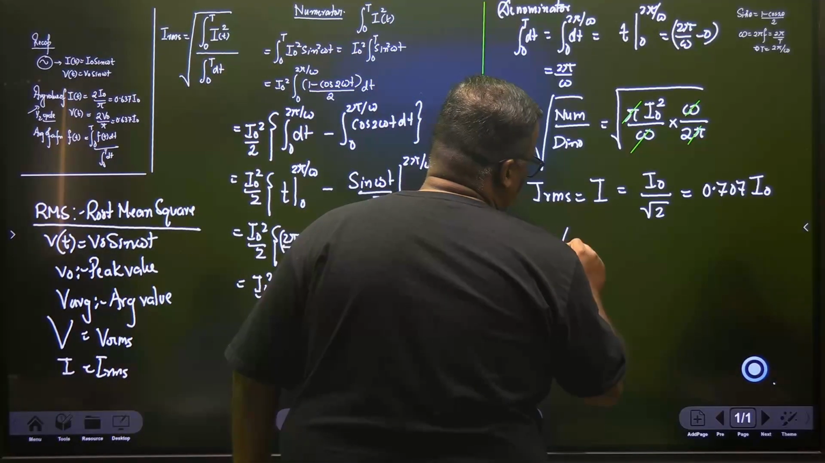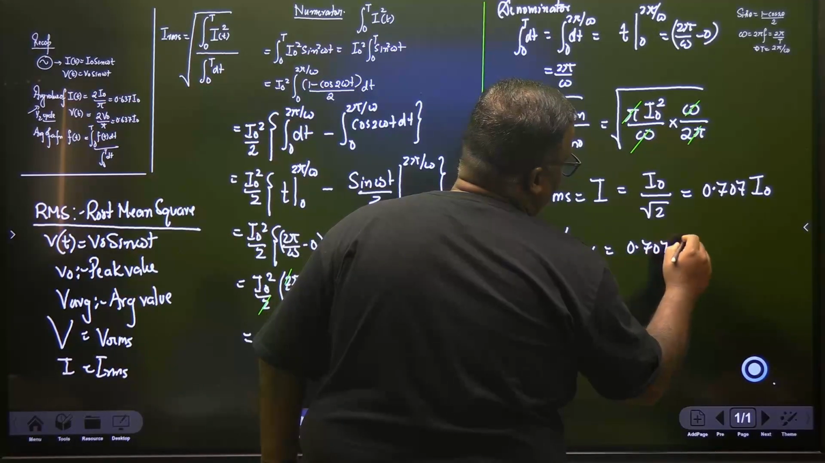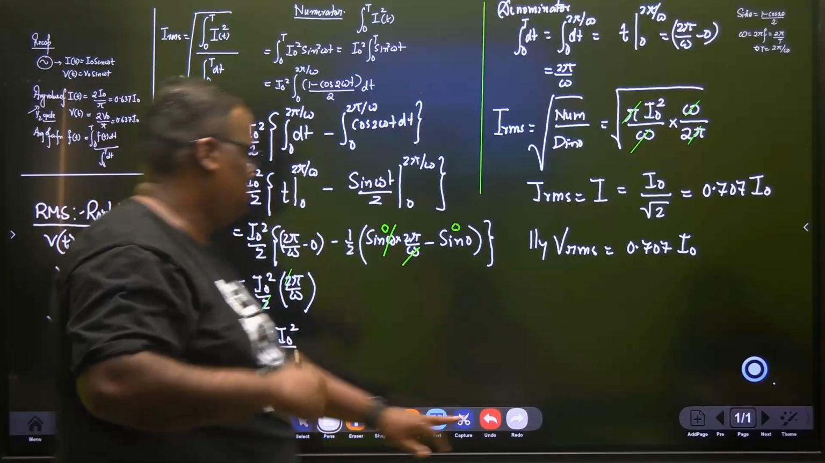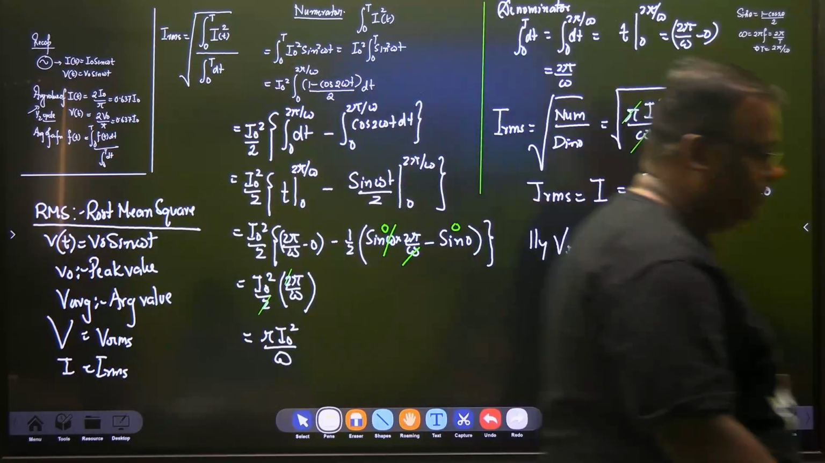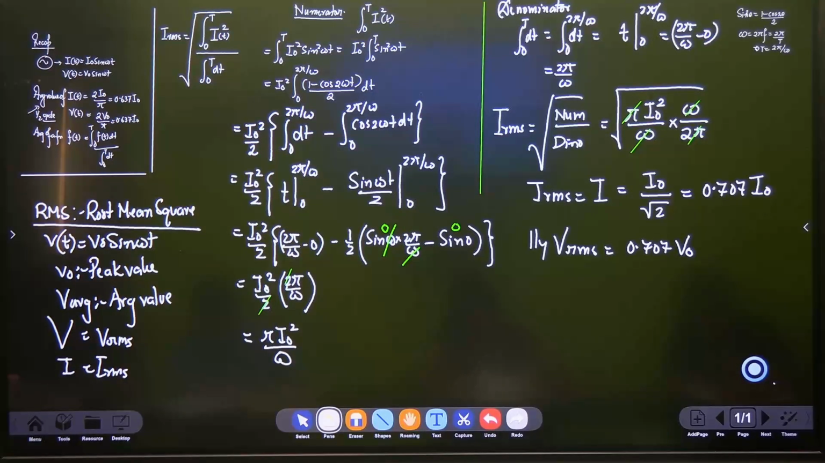Similarly, the VRMS will always be 0.707 of V naught, sorry, not I naught, V naught. 1 upon root 2 is 0.707. Is this thing understood? Can I change the screen now?